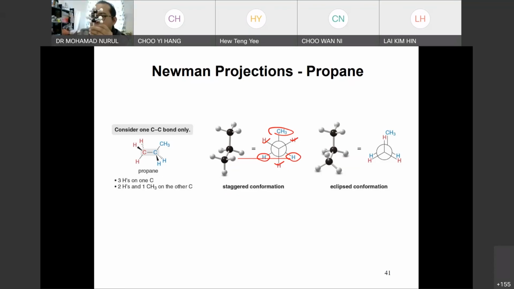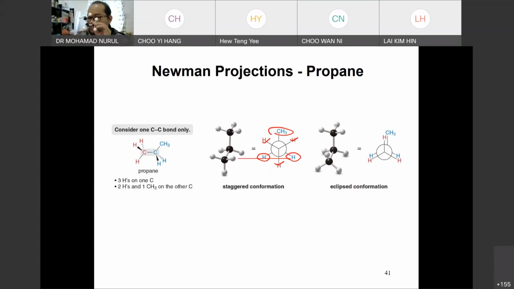Okay, if we draw the eclipsed one, I prefer to rotate at the front this time. So I rotate here, and it becomes like this. We have 2 CH3 at the back, and hydrogens. We have another CH, and CH. But the problem is they have torsional strain interactions between CH3 and proton.